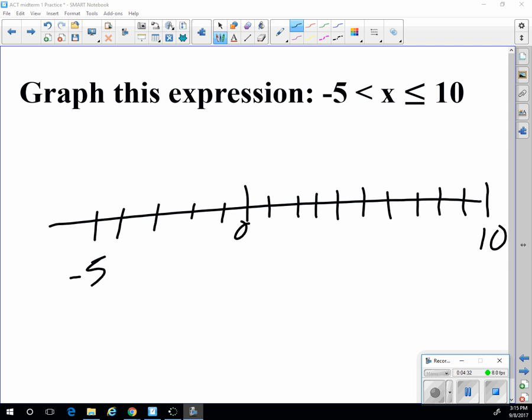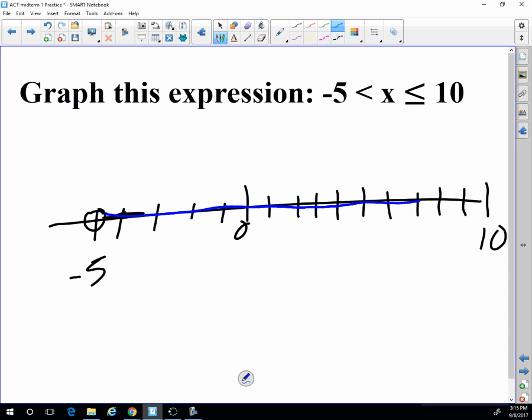Sorry about that, the microphone is back on now. Okay, so from negative 5, it says negative 5 is less than x. So we're going to put a circle there, but we're not going to fill it in. And from there, maybe I ought to change the color so we can see it better. I'm going to graph all the way to 10, and not quite there. Oh yes, it is there, because it's also equal to, so we're going to do a solid point on that side.